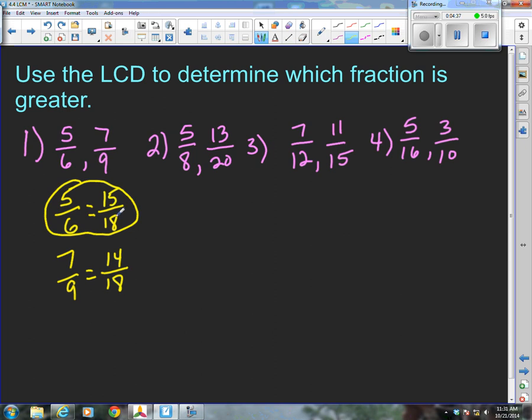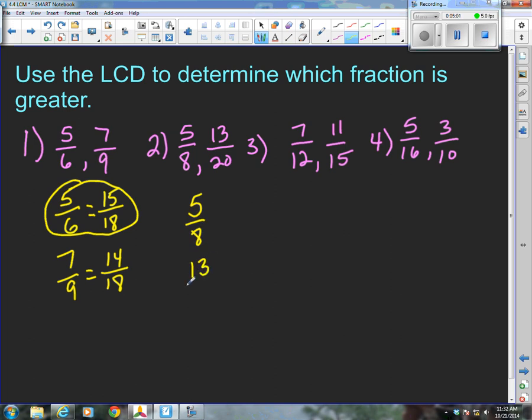I know there's some who look at this and get a little messed up because they're used to being told the larger the fraction, the smaller the number, or the larger the number in the denominator, and they get that confused. But if I'm comparing the top numbers, 15 is definitely bigger than 14. When I have the same denominator, I simply compare the top numbers. That tells me which fraction is larger.